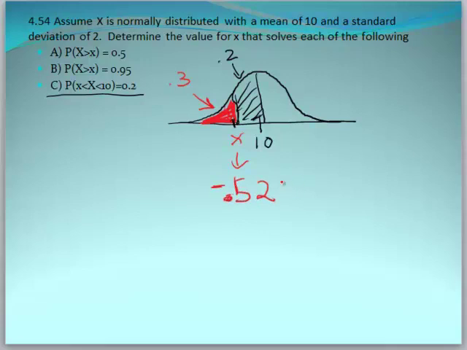And now we've got that x value, and we've got that z value. We want to find how that z is affiliated with the x, so we plug it into our formula. Minus 0.52 is equal to x minus 10 over 2. Solve for x, and you should find that x is equal to 8.96. So there we go. So these are actually not bad to do at all.